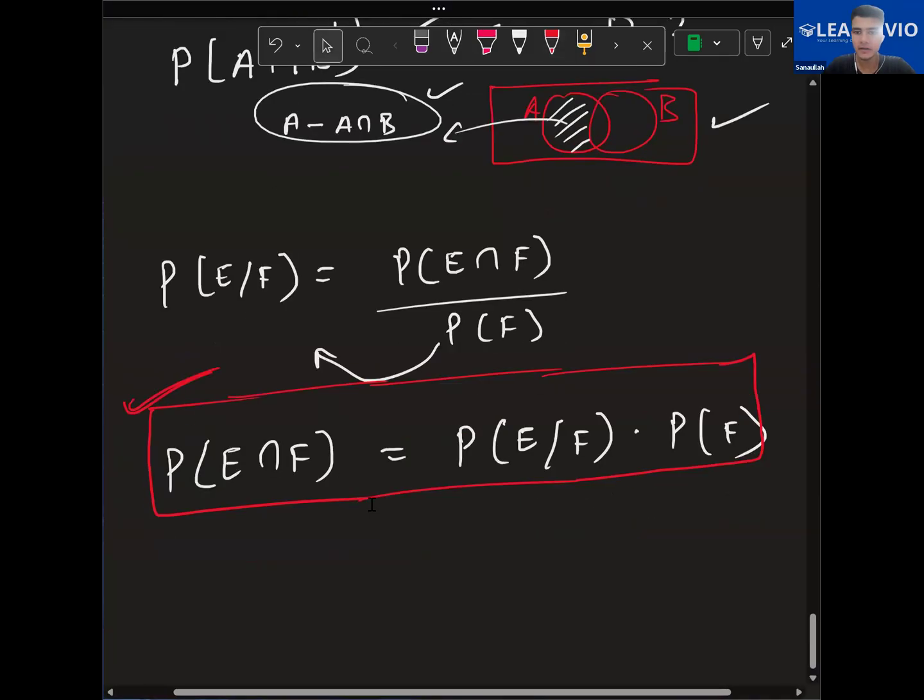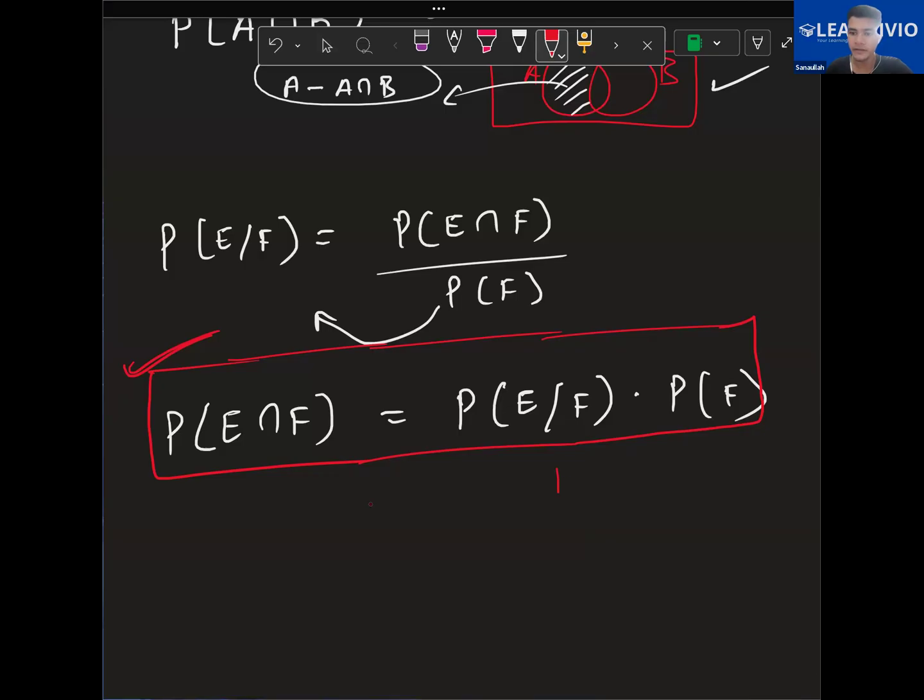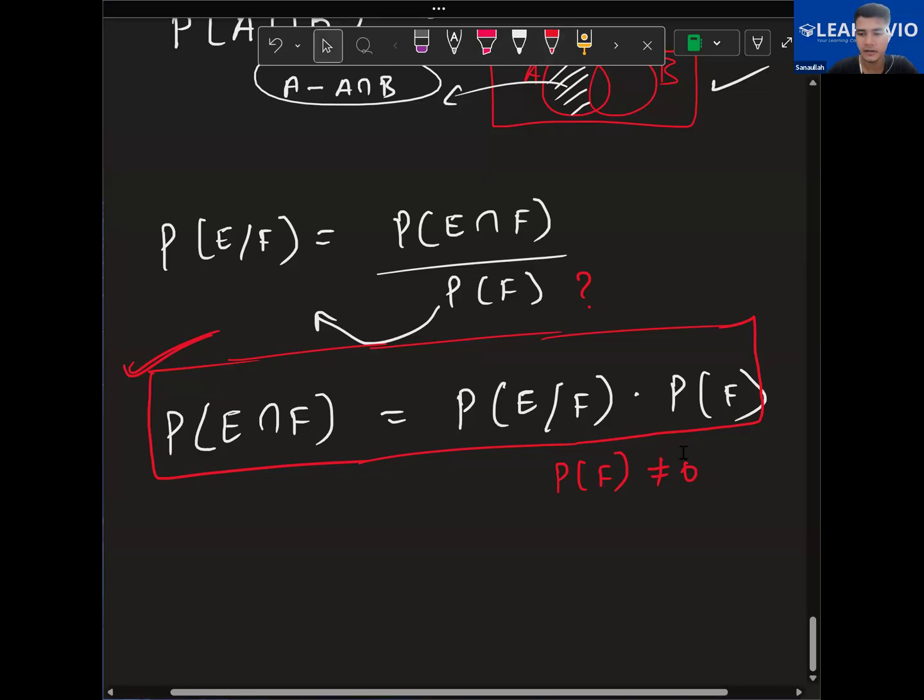And there is a condition that the probability of F cannot be zero. Because if it is zero, then this is not defined. This is also an important thing. Whenever you have something in the denominator, mathematics always has a constraint there: you cannot take zero in the denominator. So this is a condition that you can assume anywhere. So this is your property, the multiplication theorem of probability.